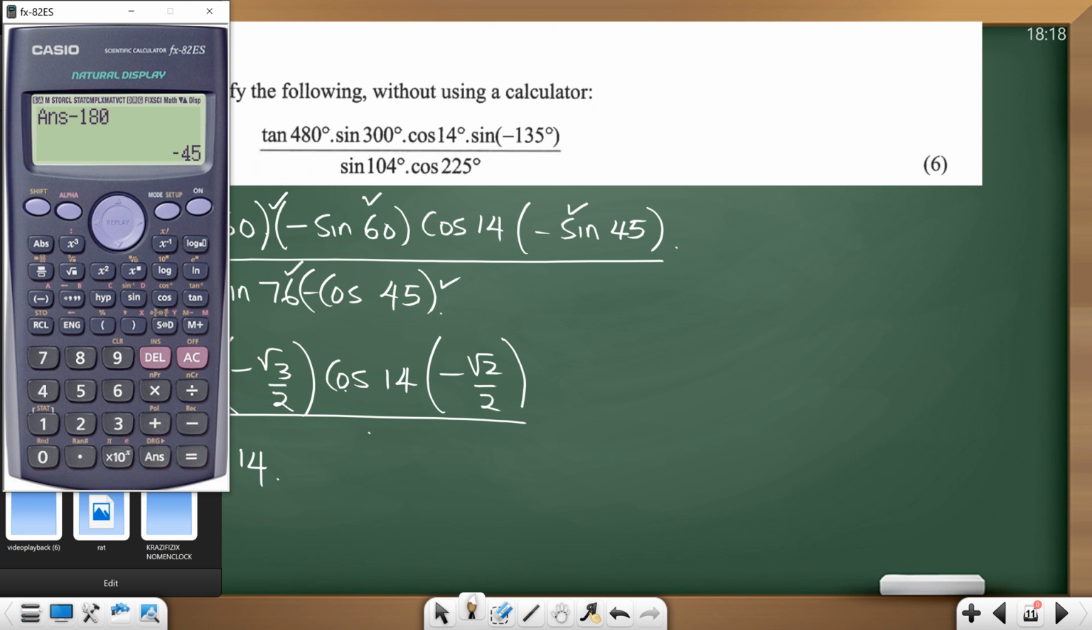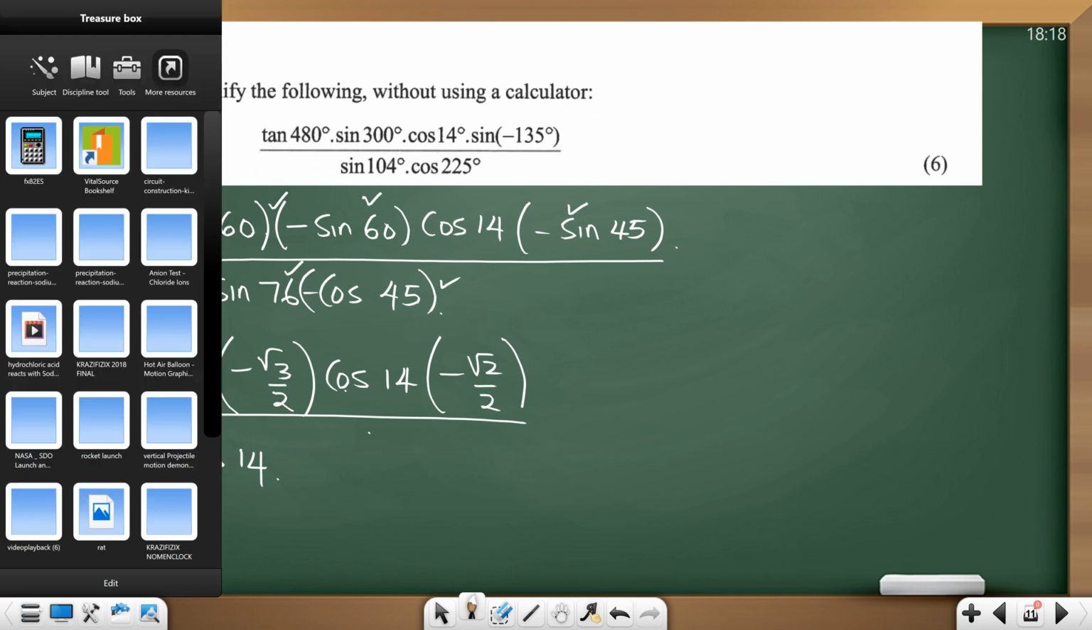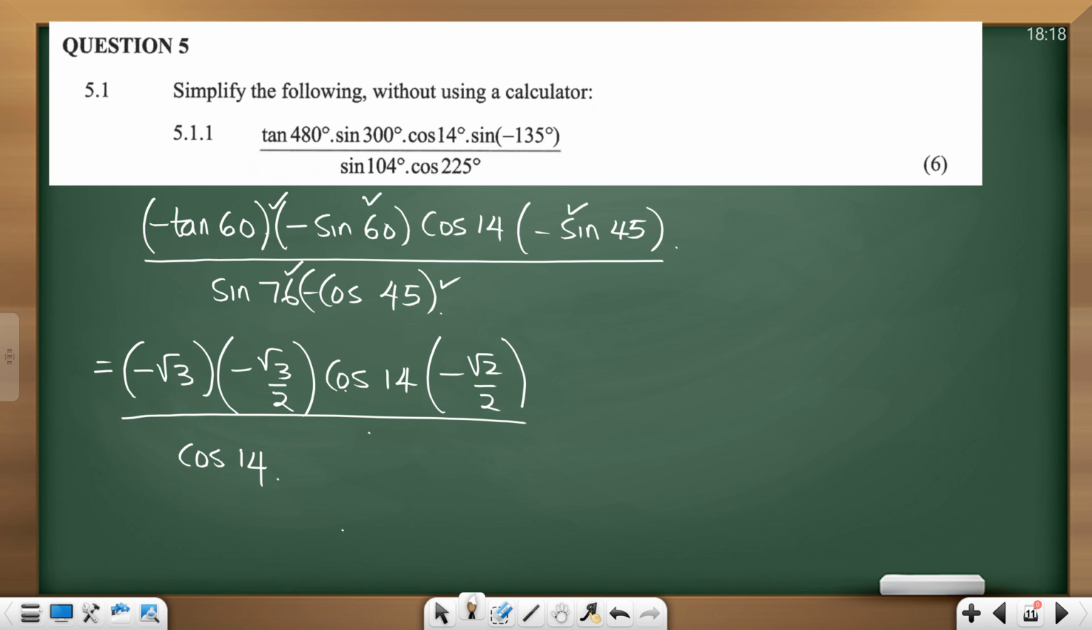So the negative goes out and 45 stays. Are we okay now? I saw a request for me to repeat, Lungelo and Tlantla. It's only cos. If it doesn't give you an acute answer, then you say minus what? 180. All right? And negative cos 45, negative root 2 over 2.